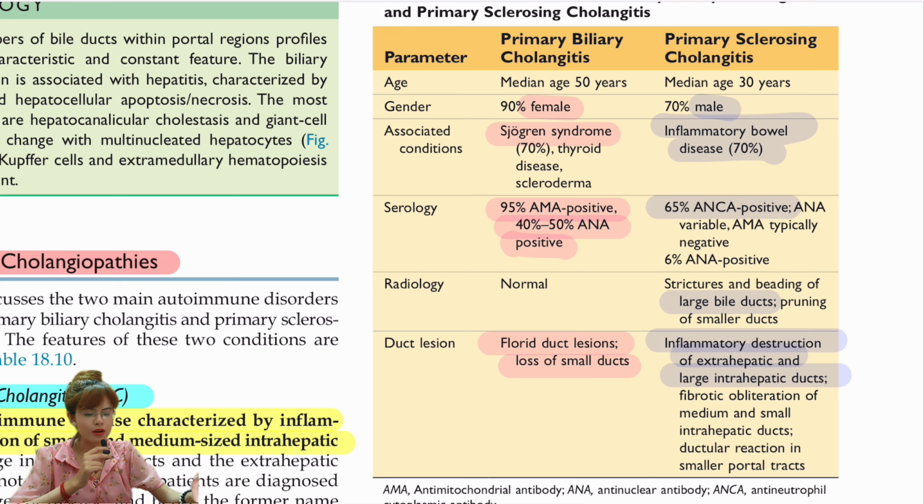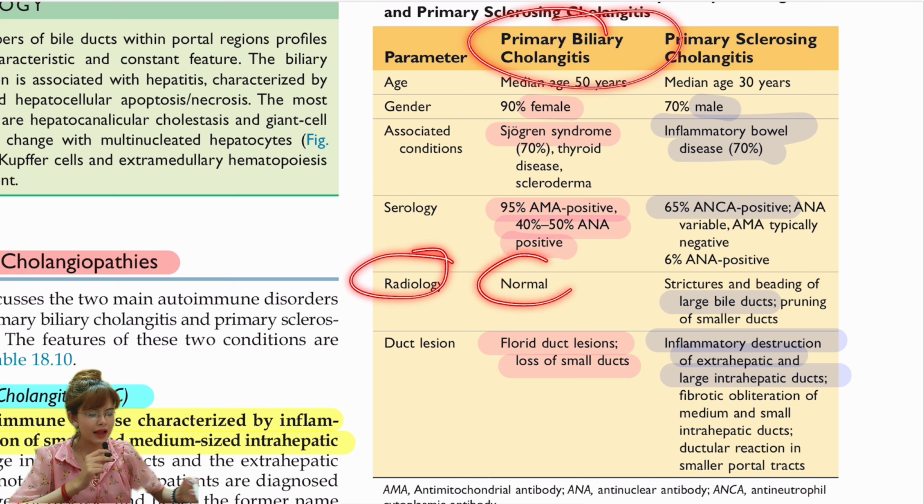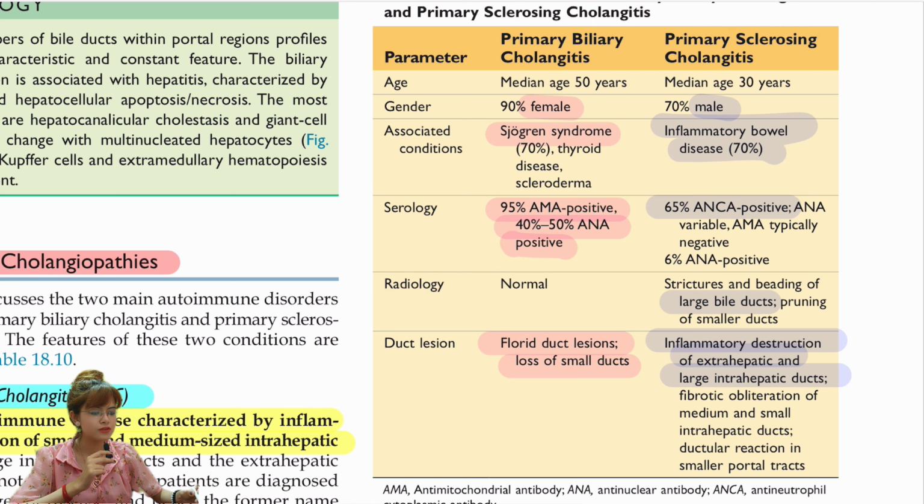And I will tell you one mnemonic also, but just listen to this first: in primary biliary cholangitis you have the AMA positive, which is the anti-mitochondrial antibody, and it is the ANCA positive which is present in sclerosing cholangitis, right? So you must know that radiology is normal in PBC, and in sclerosing cholangitis you have beading of the large bile ducts. I will come to the pathogenesis and everything, but first try to remember these points because ultimately this is the high yielding chart present here.